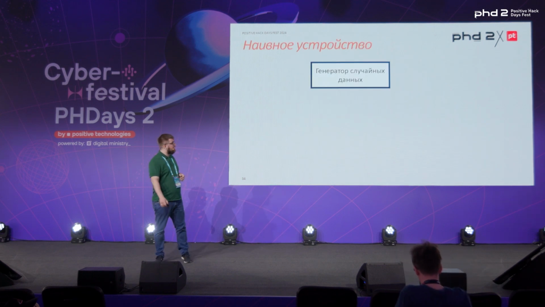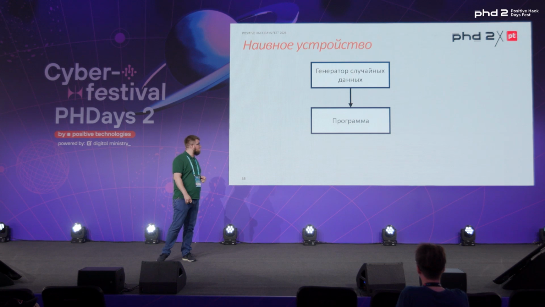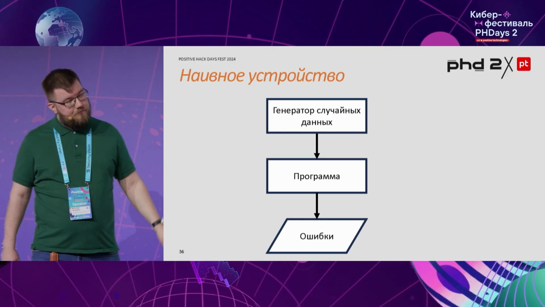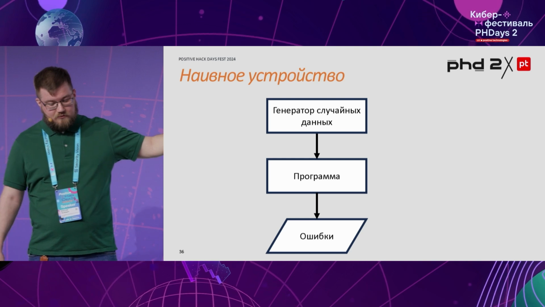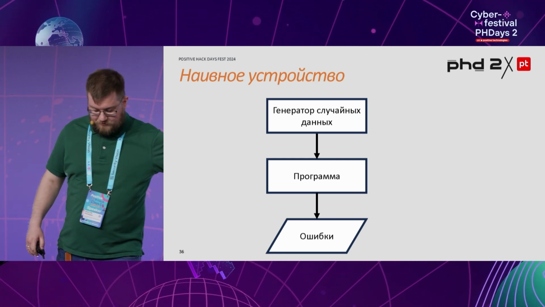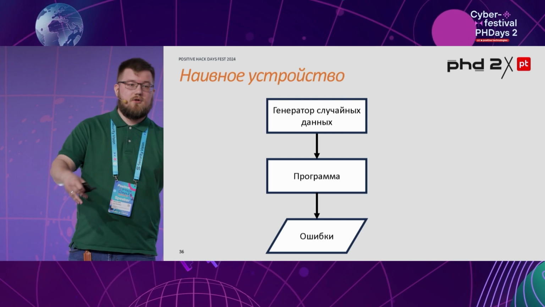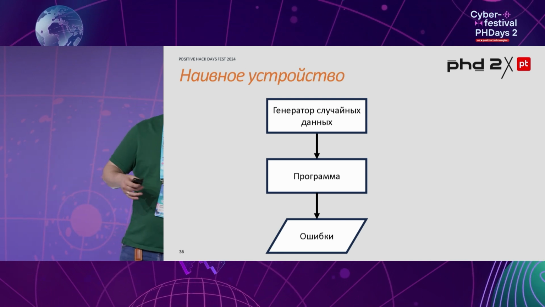The simplest fuzzing will look like this. We'll take a random number generator or random data generator. There is a code, and we feed it into the code, and we expect an error to be returned.